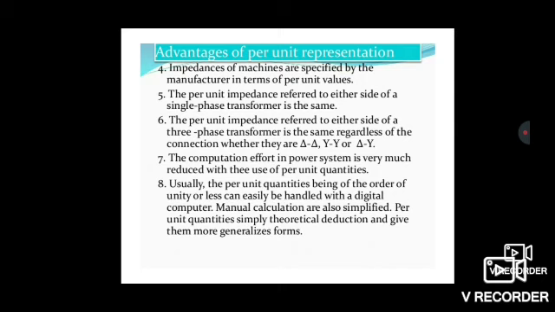The per unit impedance referred to either side of a three-phase transformer is the same regardless of the connection, whether they are star-star, delta-delta or delta-star. The computation effort in power system is very much reduced with the use of per unit quantities. Usually the per unit quantities, being of the order of unity or less, can easily be handled with a digital computer. Manual calculations are also simplified. Per unit quantities simplify theoretical deduction and give more generalized forms.